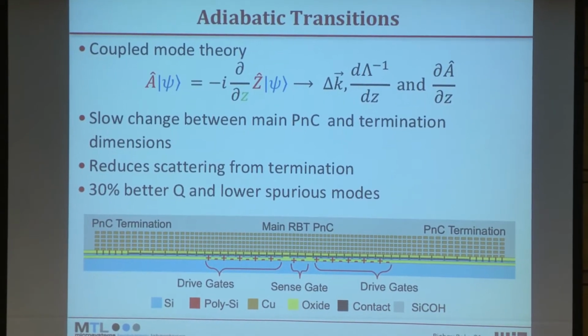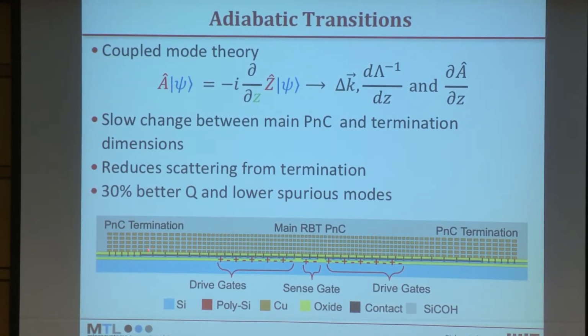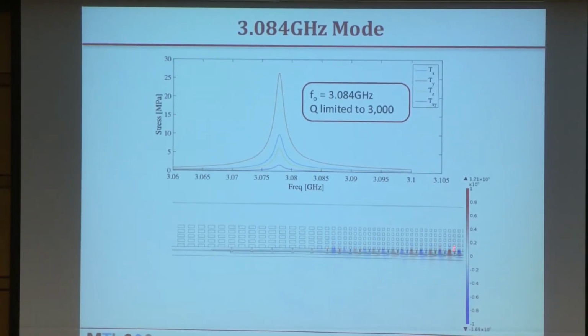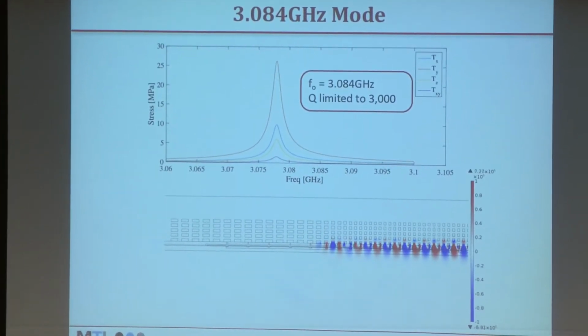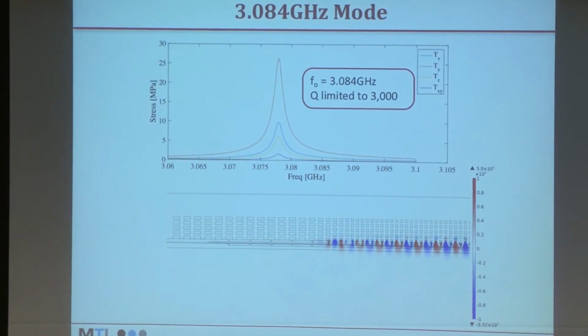As you can see here in this resonator structure, I have the termination waveguide evolve very slowly from the main waveguide. And so I implemented these devices again, and you can see here the stress distribution is now much, much better. It's well aligned with the gates because we don't have this abrupt transition and we have lower scattering.